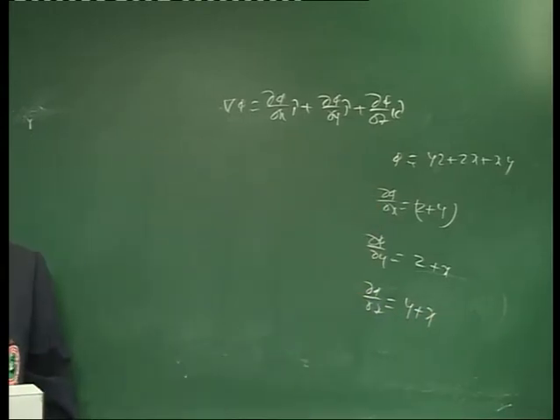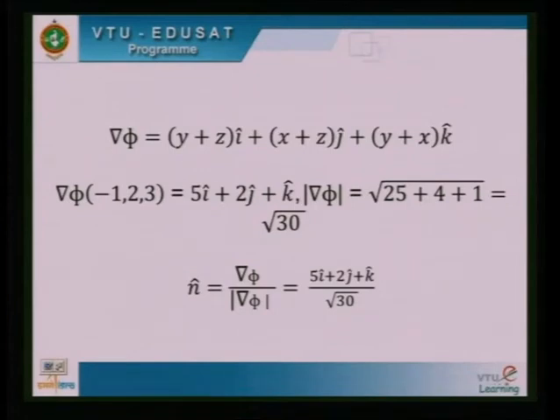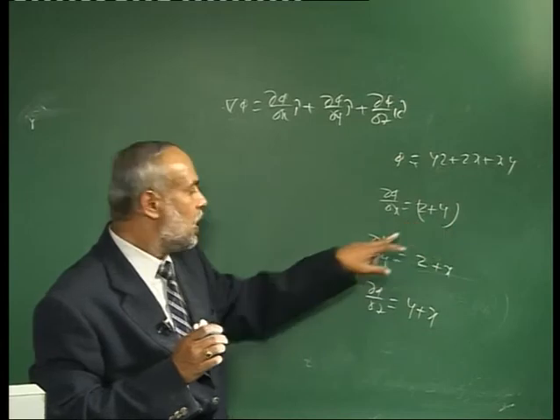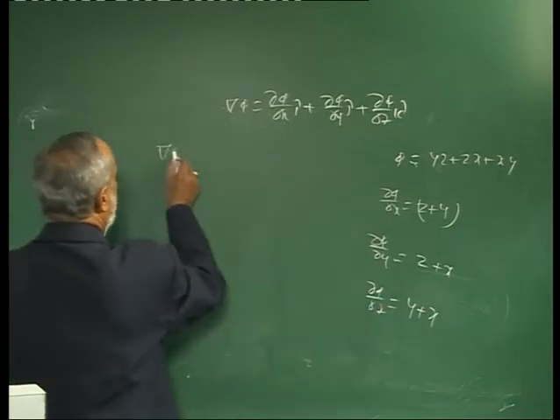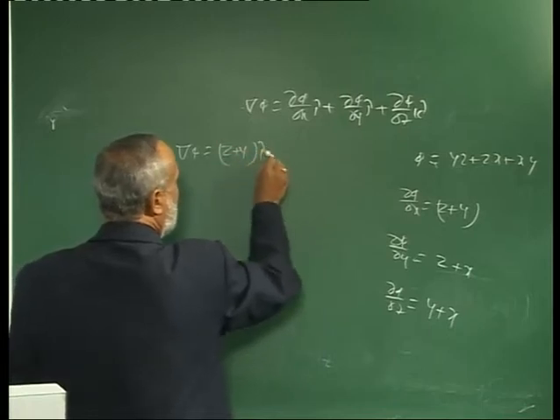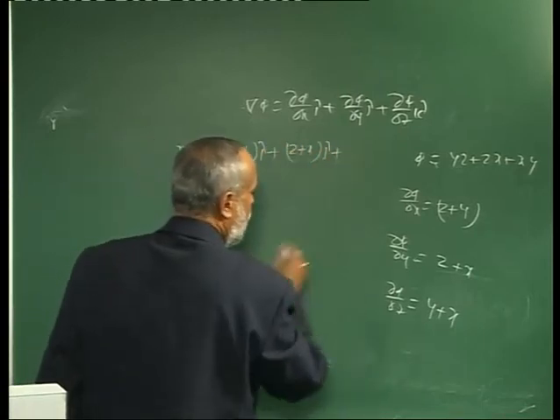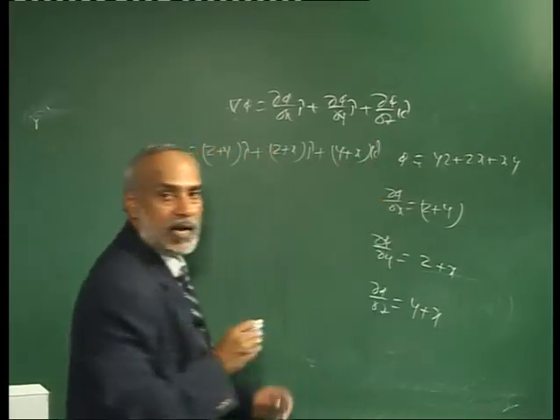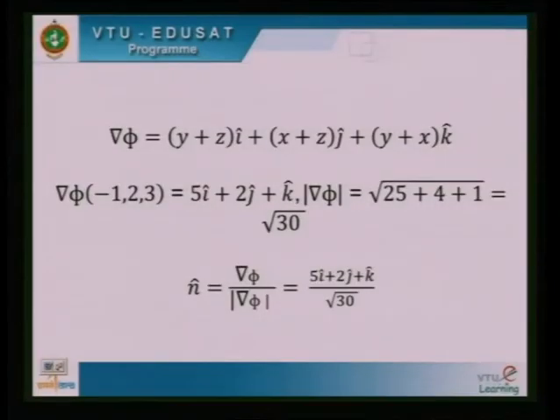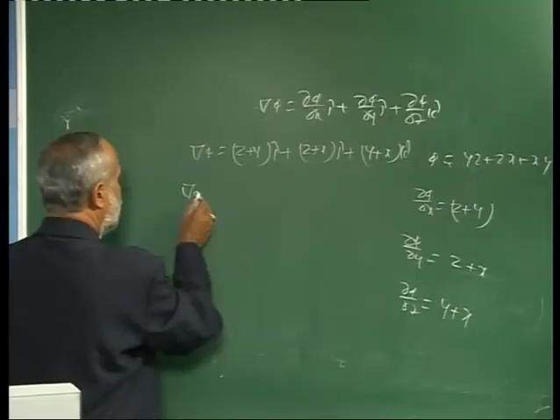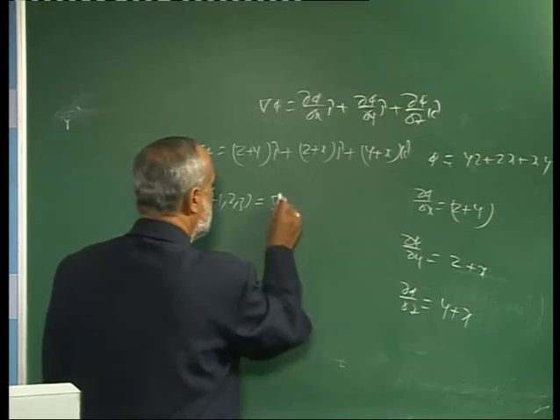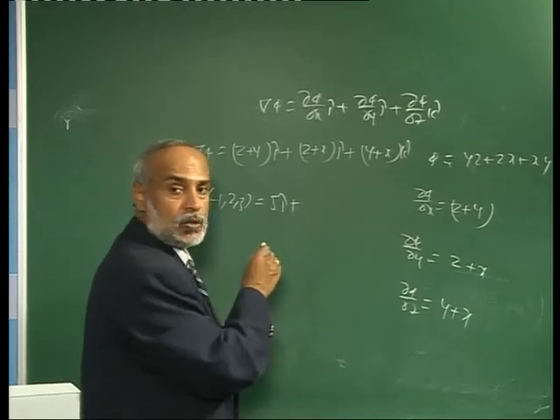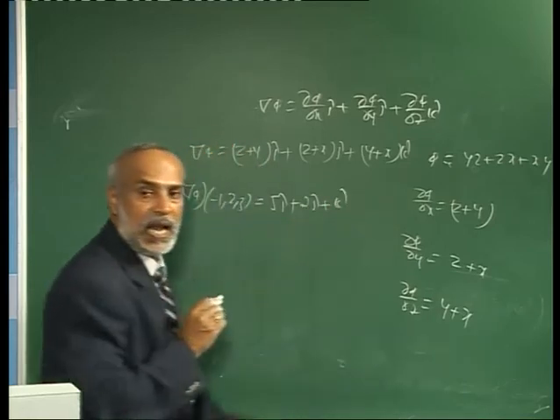These are the values: ∂phi/∂x = z + y, ∂phi/∂y = z + x, ∂phi/∂z = y + x. You can substitute: gradient of phi = (z + y) i cap + (z + x) j cap + (y + x) k cap. This is the gradient of phi. The given point is (-1, 2, 3), so substituting, gradient of phi at (-1, 2, 3) equals 5 i cap + 2 j cap + k cap.